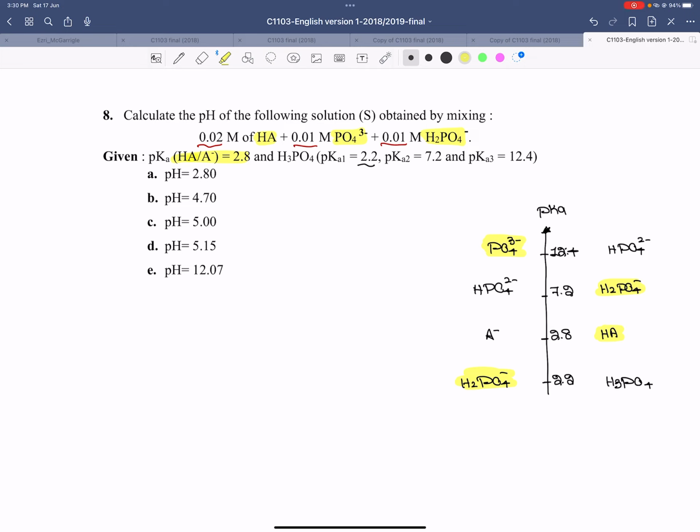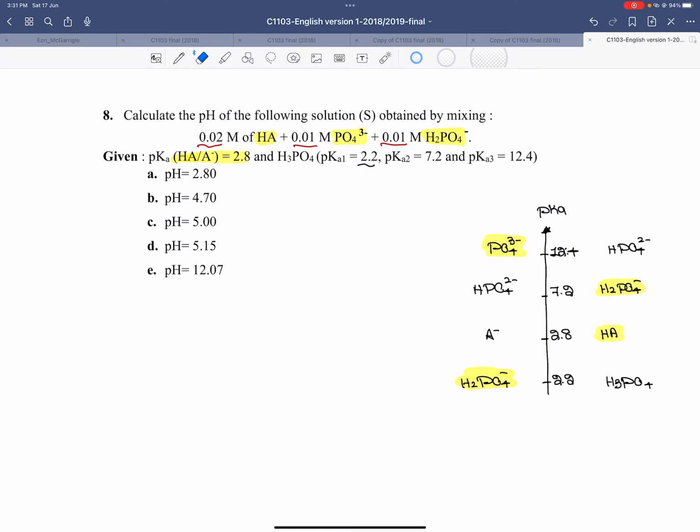Remember, bases do not react with bases. Acids do not react with acids. What do I mean by that? HA will never react with H2PO4- in its acidic form. It can react with it in its basic form. So, first rule: acids and acids, bases and bases, they don't react.